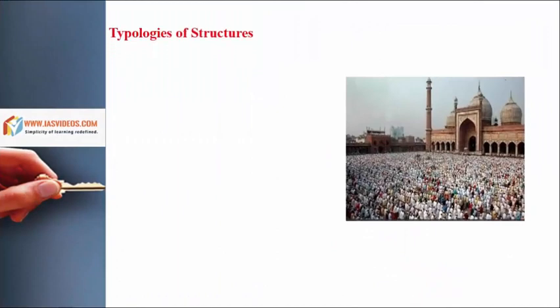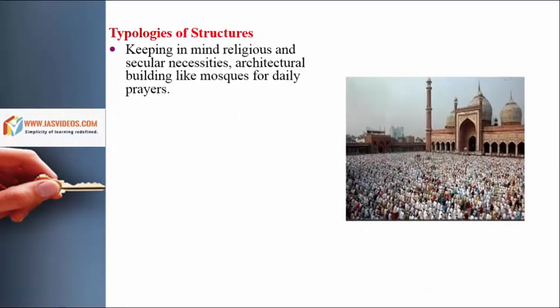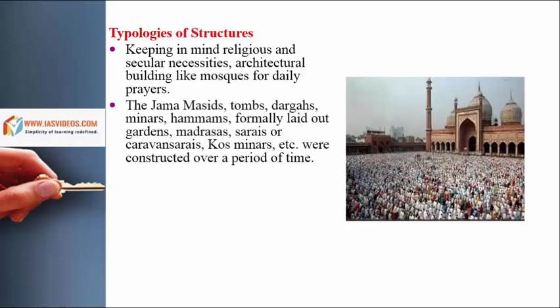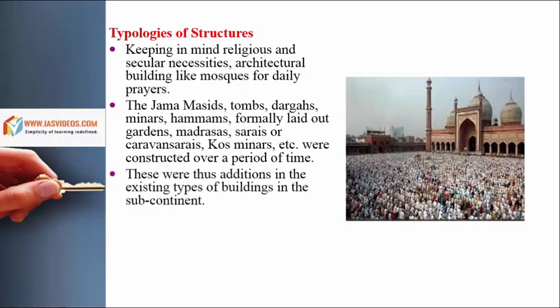Typologies of structures. Keeping in mind religious and secular necessities, architectural buildings like mosques for daily prayers, the Jama Masjid, tombs, dargahs, minars, hammams, formally laid out gardens, madrasas, sarais or caravansarais, etc., were constructed over a period of time. These were thus additions to the existing types of buildings in the subcontinent.